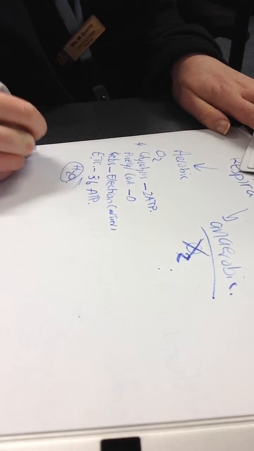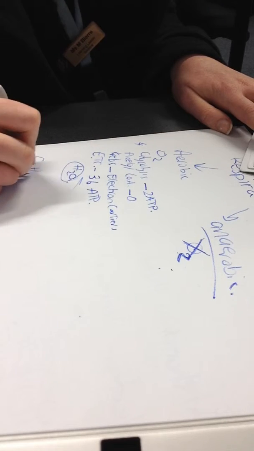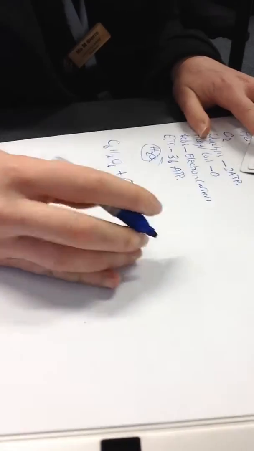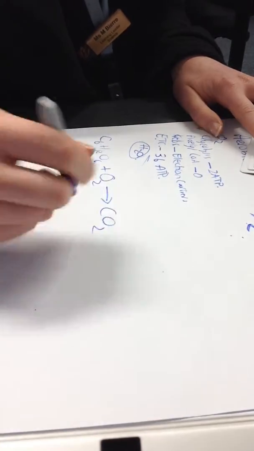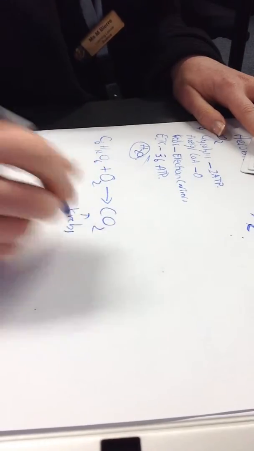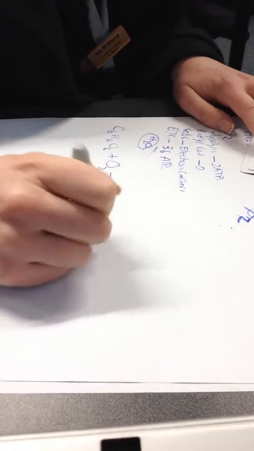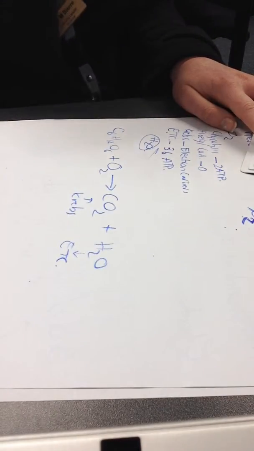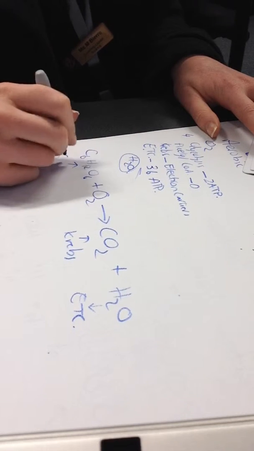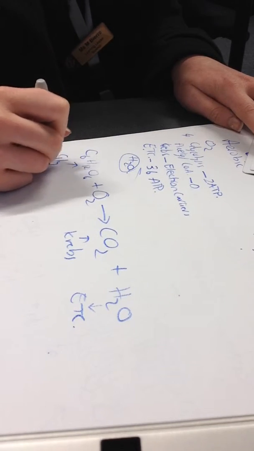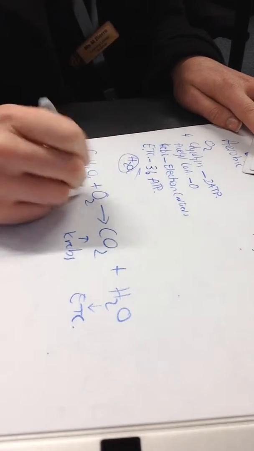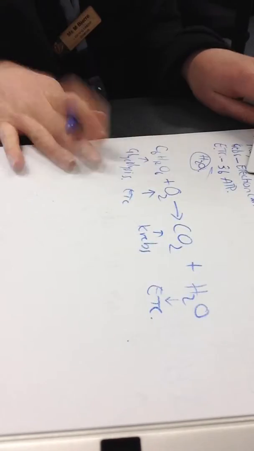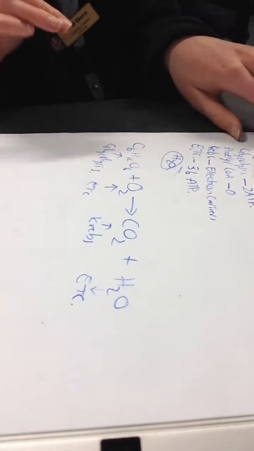So if I quickly draw that equation again: C6H12O6, that's glucose, plus oxygen goes to carbon dioxide, which comes out of the Krebs cycle, plus water, which comes out of the electron transport chain. The glucose comes in during glycolysis, and the oxygen is important in the electron transport chain. So that is aerobic respiration done and dusted.